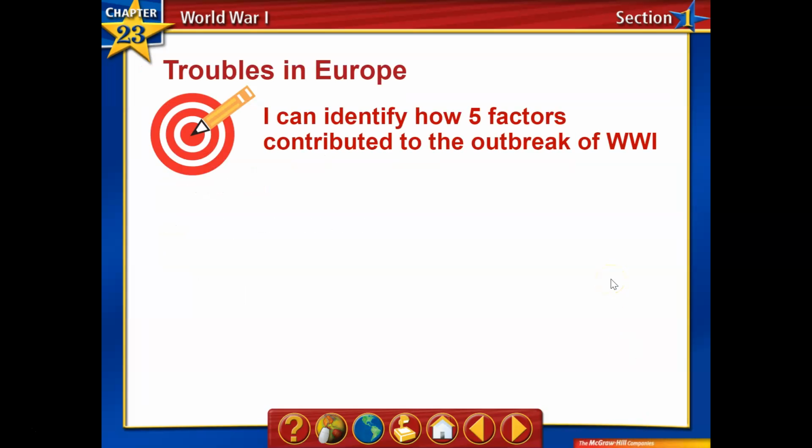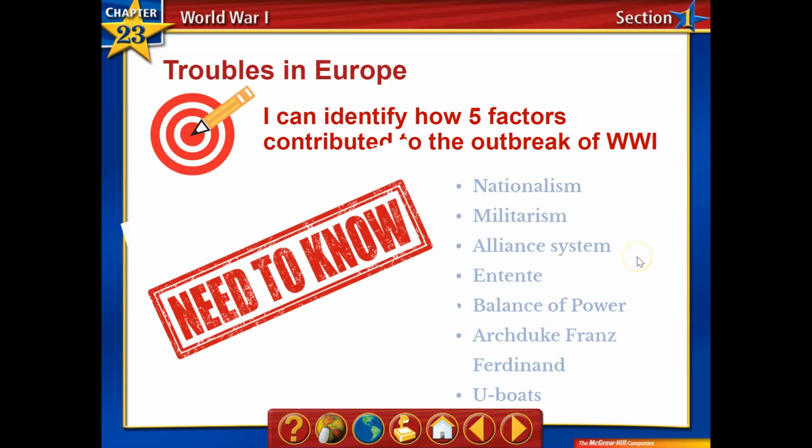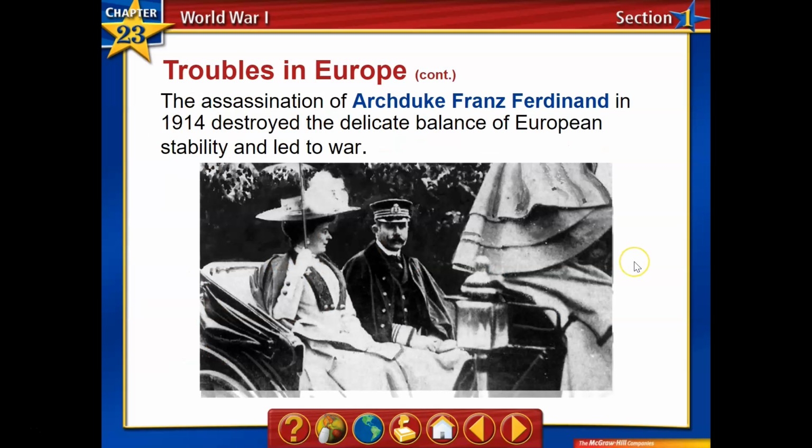So, we're going to start by identifying particularly how 5 major factors contribute to the outbreak of World War I. And certainly we'll get into things like nationalism and militarism, the alliance system. We'll talk about the balance of power. Of course, I have to mention Franz Ferdinand. And of course, we'll get into World War I technology today.